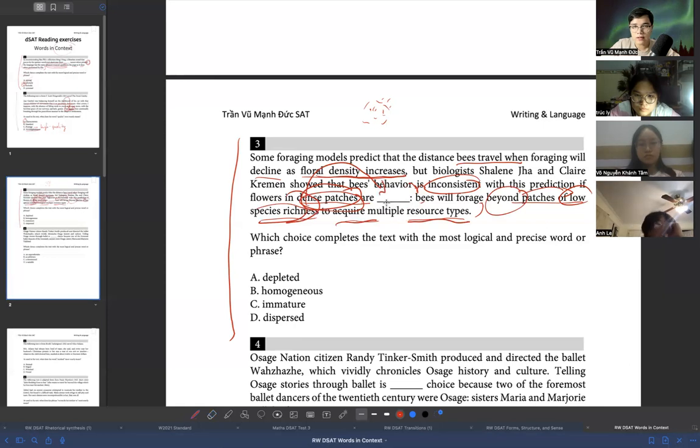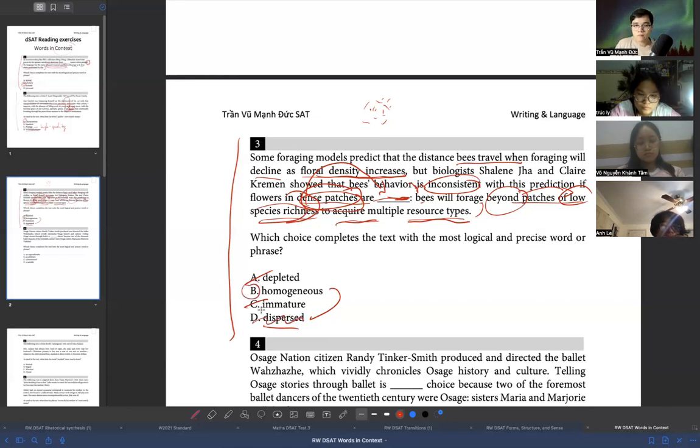So this is the word in question. All right. What's low species richness? Is it immature? No. Is it dispersed? Let's see. Is it depleted? It won't be. Let's see, homogeneous or dispersed. If you don't know what homogeneous means, let's see what dispersed means. Dispersed means that it is not dense. In this case, a dense patch can't be dispersed, right? This is very directly contradictory. So you can't use a dense patch that is dispersed. So D won't be the most sensible one.